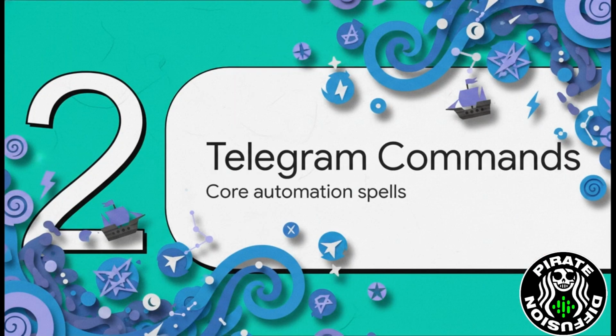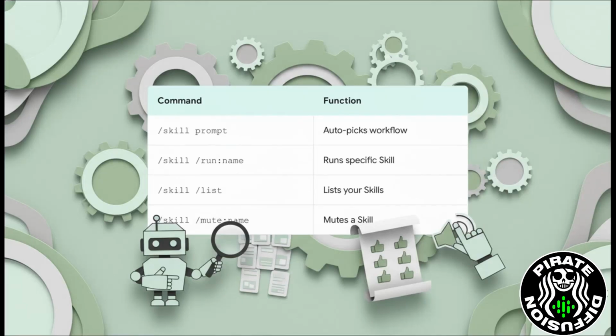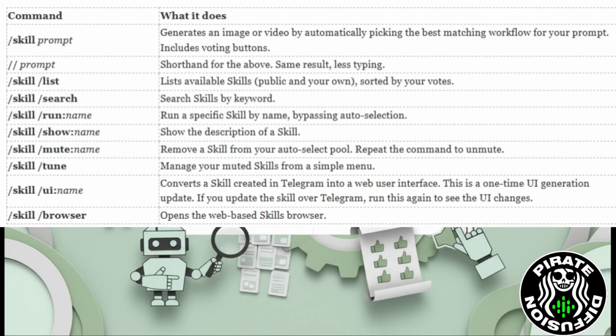Moving right along to section 2, essential Telegram commands. These are the core spells for your automation. Now, what's really interesting about these commands is that they basically act as your control panel. The main one you'll use is simply /skill followed by your prompt. That just tells the bot to auto-pick the best workflow. But say you want to bypass that auto-selection, use /skill /run : followed by a specific name, for when you know exactly which mini app you want.